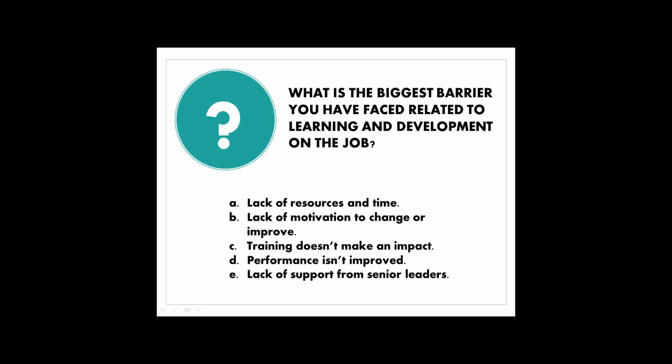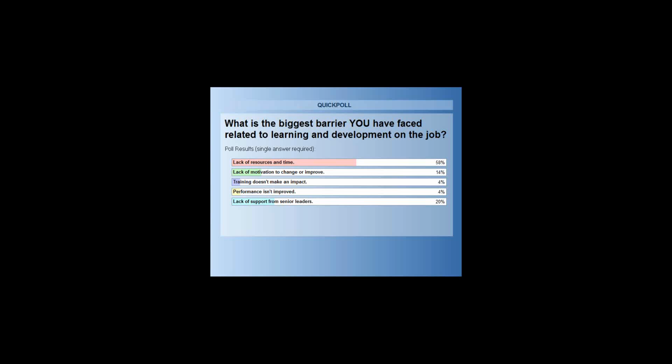All right. Looks like we've got 58% lack of resources and time, 20% lack of support from senior leaders, 14% lack of motivation, 4% training doesn't make an impact, and 4% performance isn't improved. I recognize that the lack of resources and time could be caused by a range of those things, but it's interesting that that dominated the poll results so much. We've done this webinar a few times, but I don't remember that specific barrier dominating the results at quite that level. Do you? I really don't remember that.